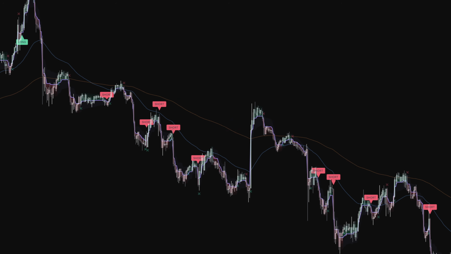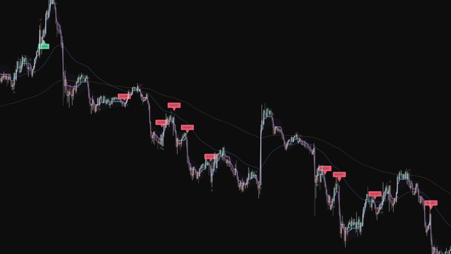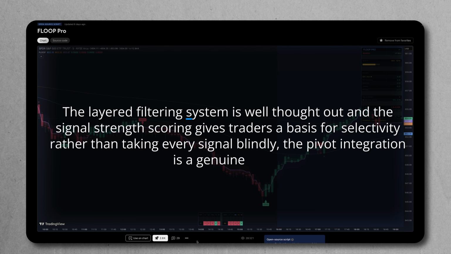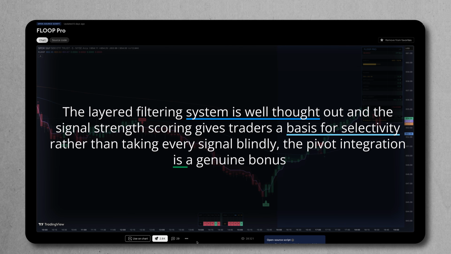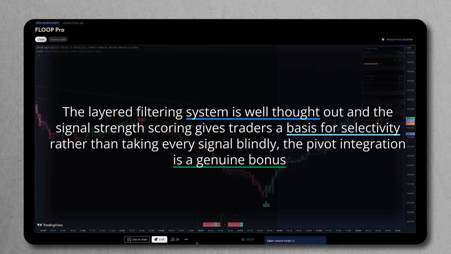In real trading use, the multi-gate filtering approach is the strongest part of the indicator. Blocking signals during low ADX and high choppiness conditions meaningfully reduces whipsaw entries that a raw range filter would otherwise produce. The layered filtering system is well thought out, and the signal strength scoring gives traders a basis for selectivity rather than taking every signal blindly.